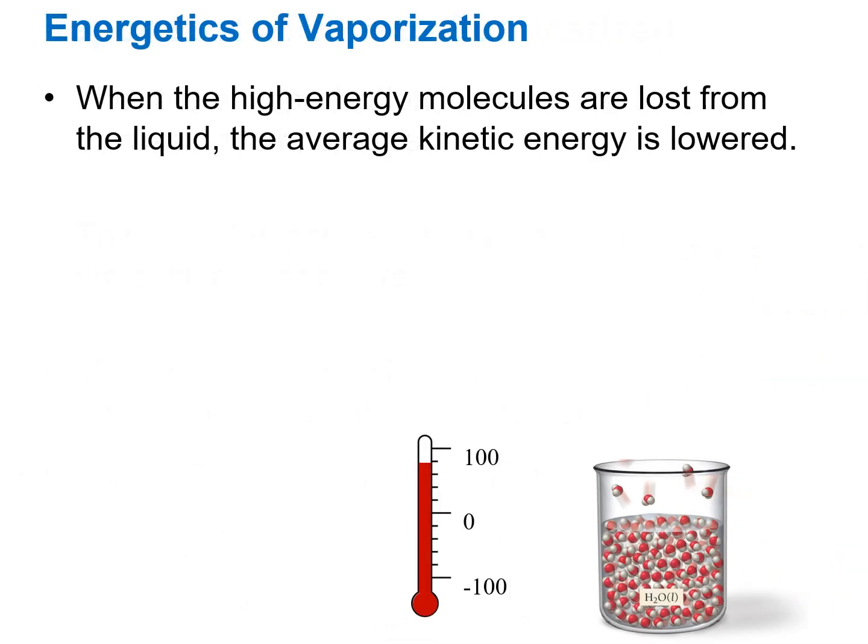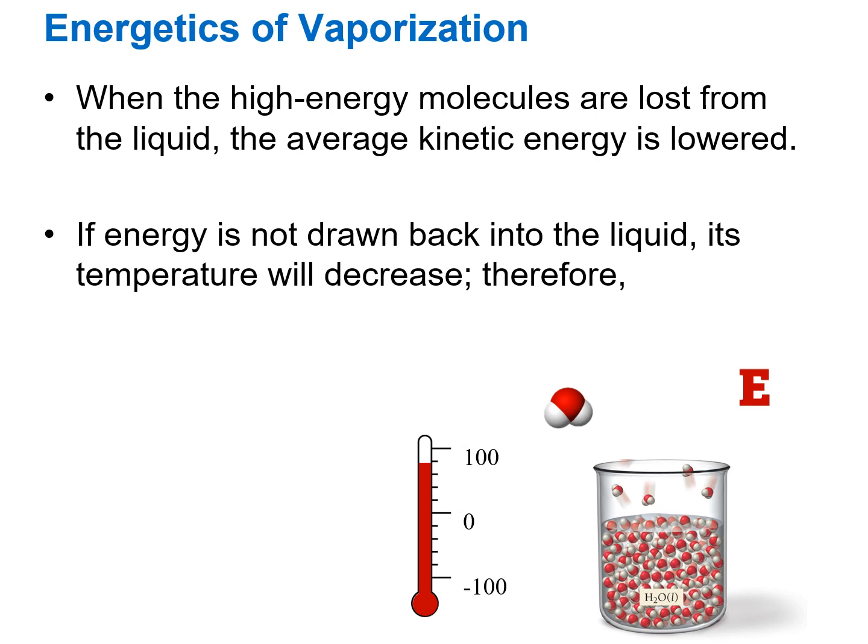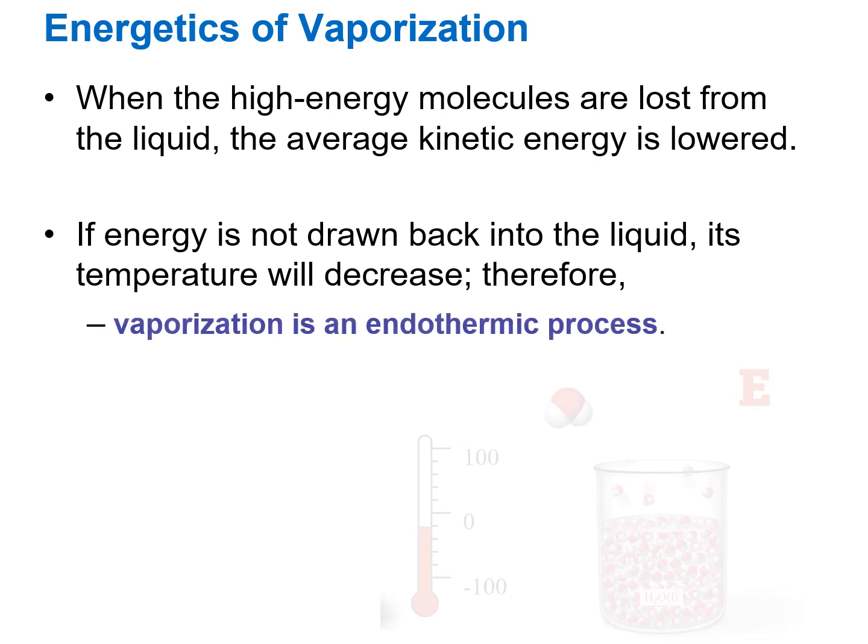So let's look at the energetics of vaporization. Let's see what sort of energy exchange is happening in this sort of a system. So when the high energy molecules are lost from the liquid, then what happens is that the average kinetic energy is lowered. So it is like the liquid has also lost some of its energy. And if energy is not put back into the liquid, because this liquid has now lost some of its energy, the temperature is going to decrease. So what we can conclude from this is the following. So vaporization is an endothermic process.